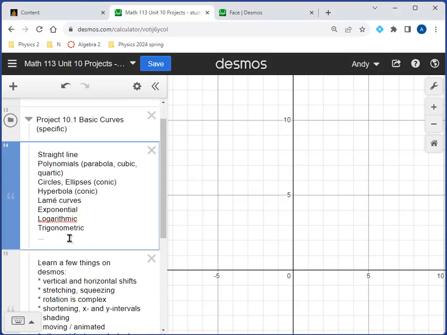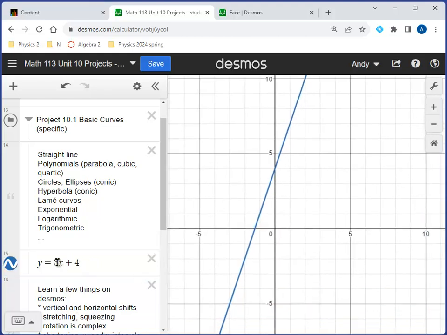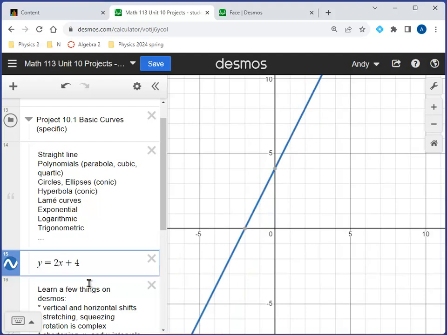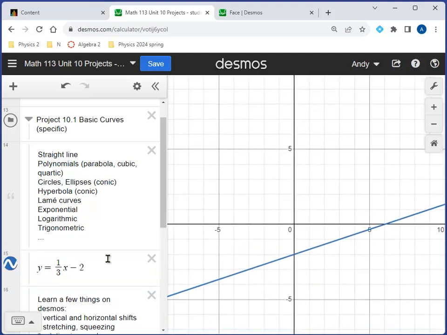Straight line. Notice that I'm in this folder here. I'm just going to hit enter, and then I'm going to do my straight line. So y equals 3x plus 4, for example. And notice that at 3x this is pretty steep. So when I have a 2x there, that's not as steep. When I have a 1/3 x, it's relatively shallow, right? And then this number in the back here either shifts it up or it shifts it down. There you go. I'm just going to leave it at this one for now.